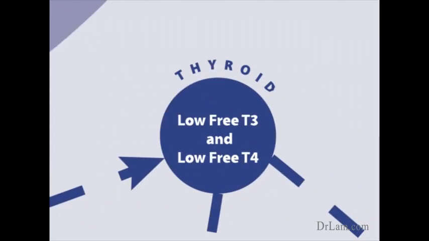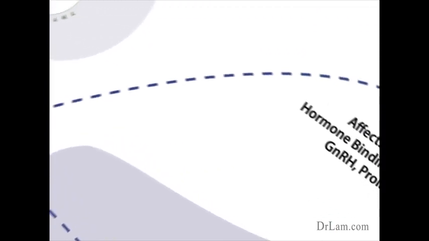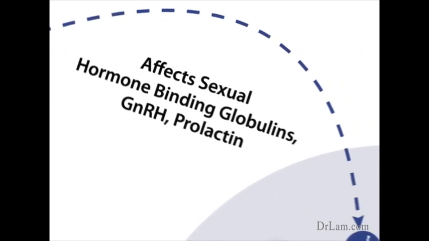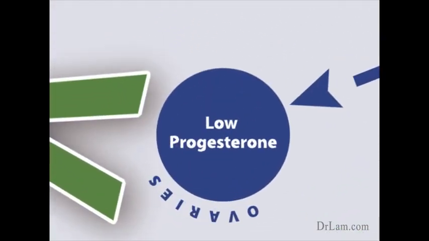Now, on top of that, the low free T3 and the lower free T4 can also affect the sex hormone binding globulin, as well as GnRH and prolactin, and that affects the ovaries. And that's why many people with hypothyroidism will find that their period may be missing and it is very difficult to get pregnant. Furthermore, the low thyroid hormones can contribute to a lower level of progesterone, which then also swings around and increases the estrogen dominance.